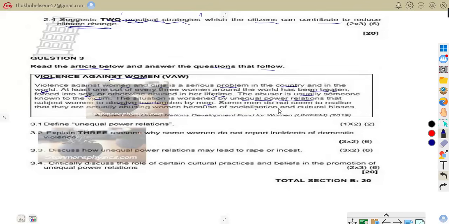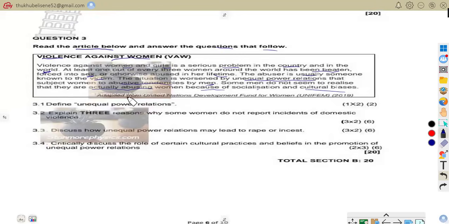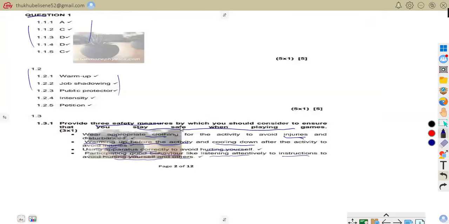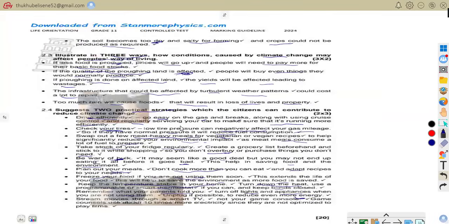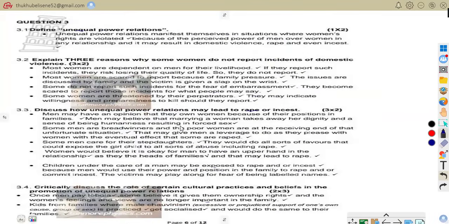Some men do not seem to realize that they are actually abusing women because of socialization and cultural biases. So now the first question, 3.1, says define unequal power relations. So we are to define unequal power relations.